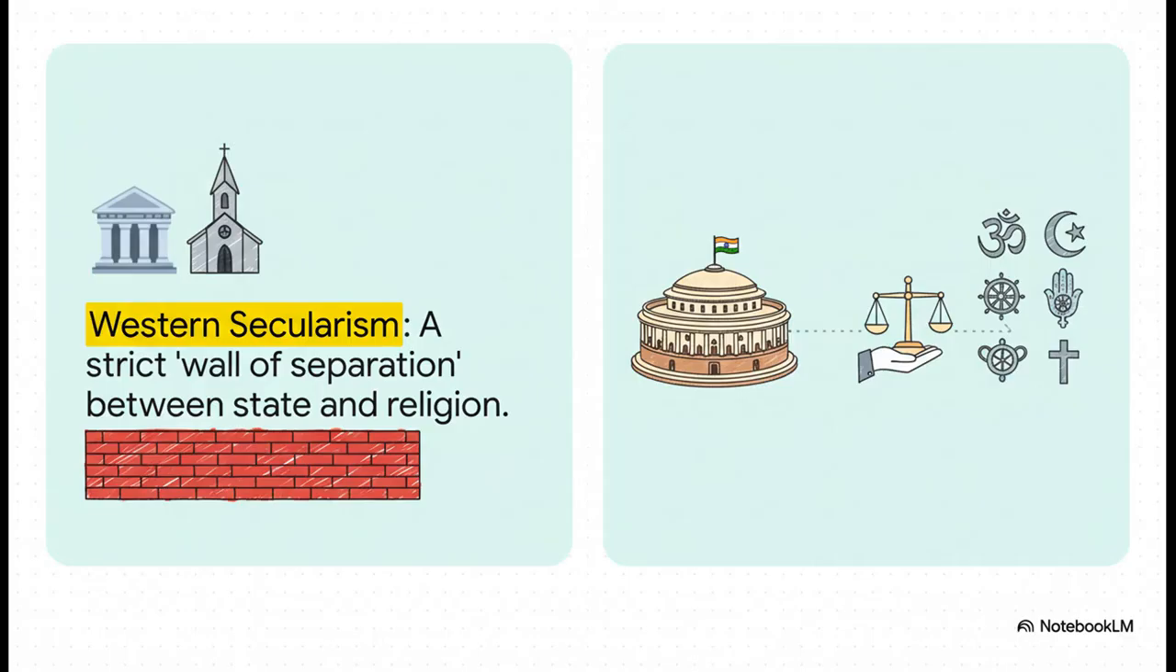And this slide really shows you just how different it is from the Western model. Instead of a strict wall of separation, the Indian approach is called principled distance. The state stays neutral, but it can step in if a religious practice violates a citizen's fundamental rights. For example, if a custom was denying women their constitutional right to equality, the state could intervene to fix that. It's this fascinating balance between religious freedom and social justice.